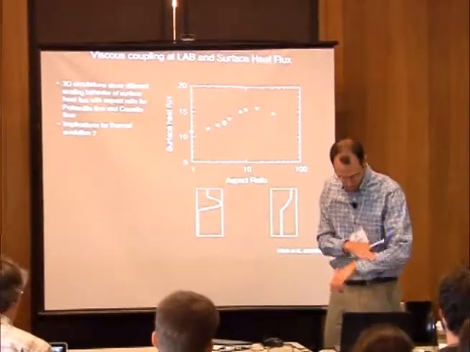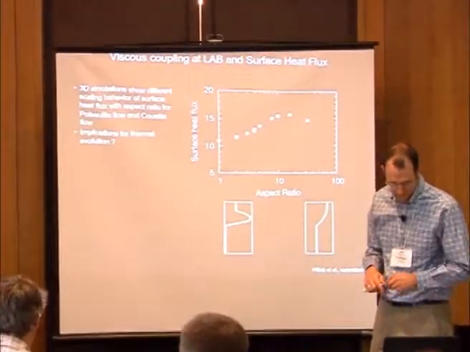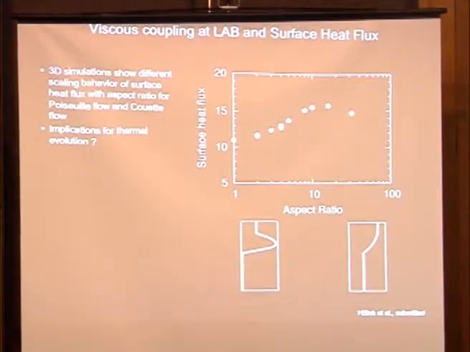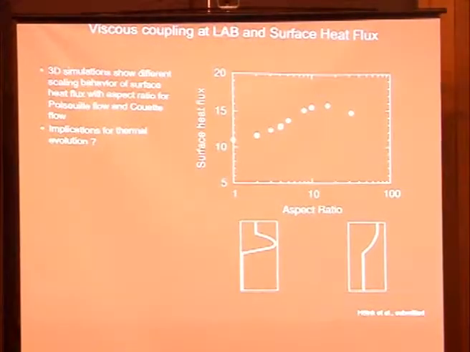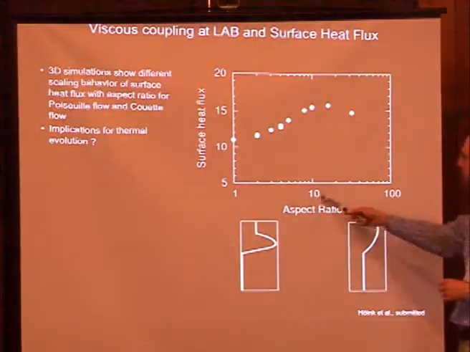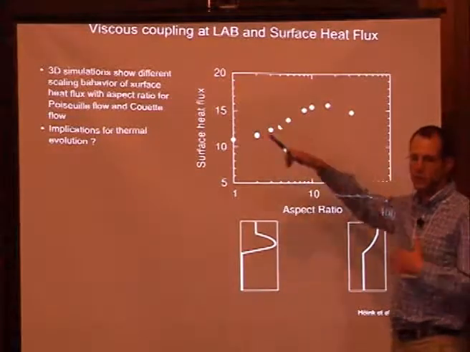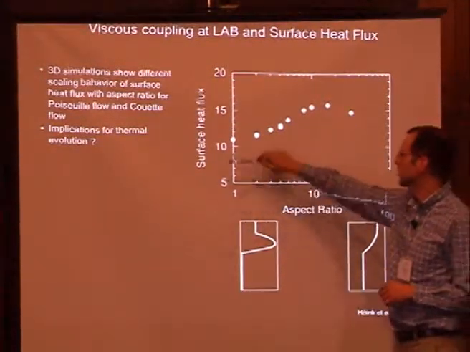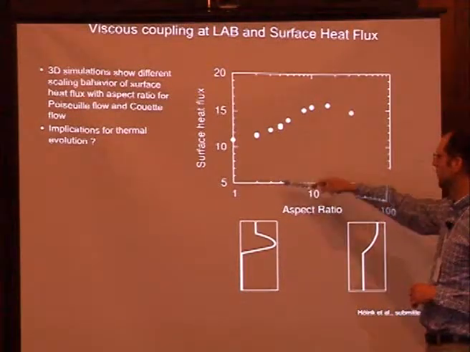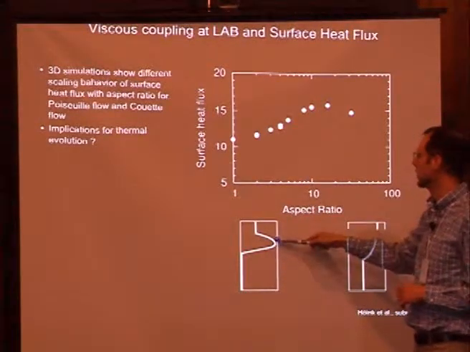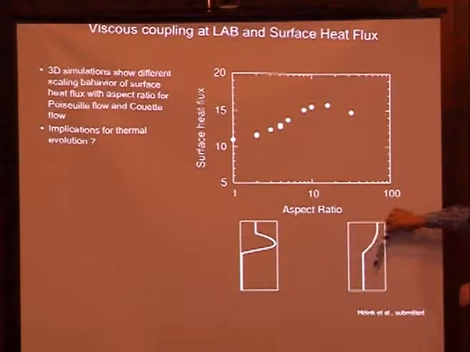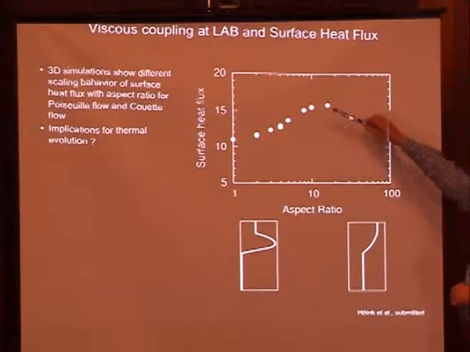Okay, I think I have a little bit more time. I have two more things I want to show you. From these simulations, you can go one step further. For different aspect ratios, here I plot surface heat flow, so how much heat I get out of my fluid layer. For short aspect ratio cells, you get a trend that goes positive. This is the case where I have this Poiseuille flow type. But for larger aspect ratios associated with this Couette flow type, I get a different trend.